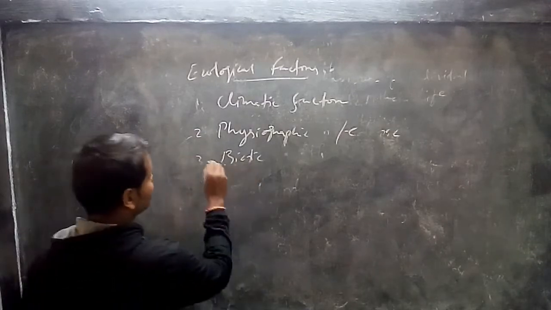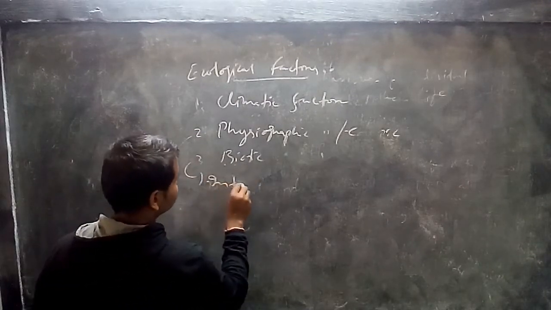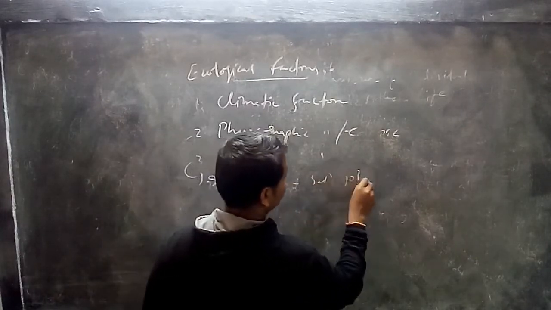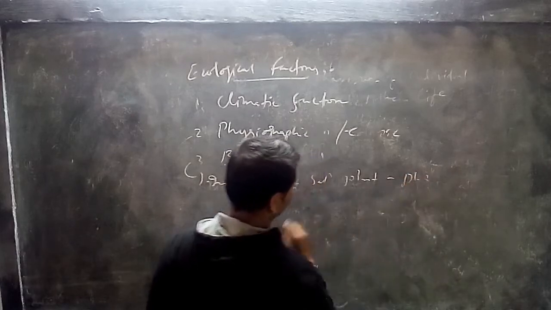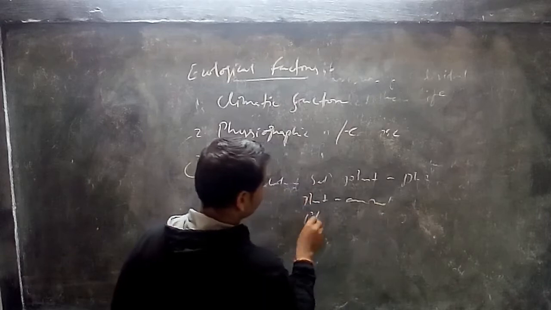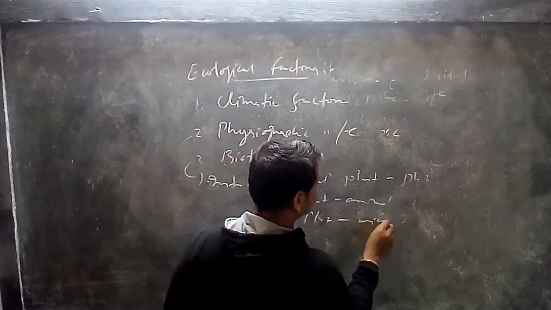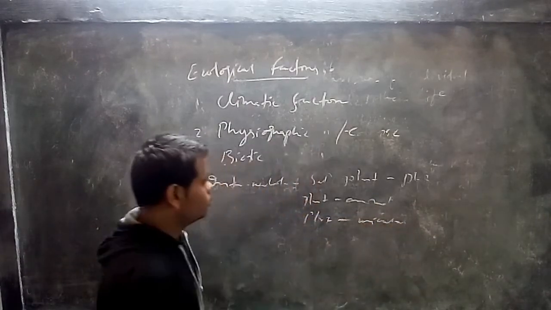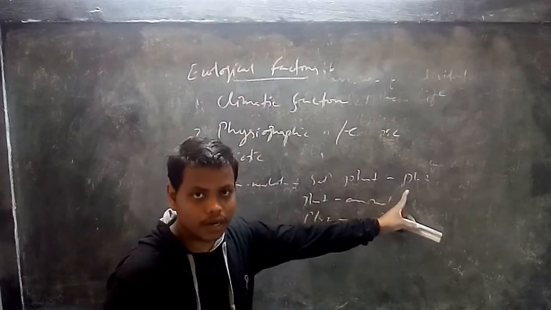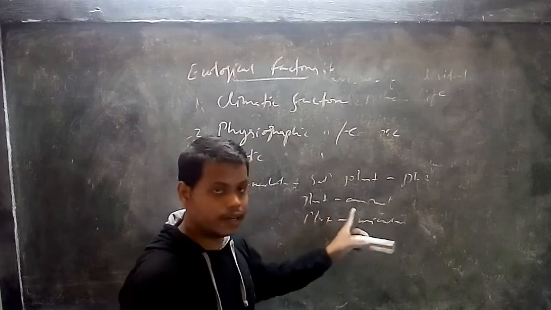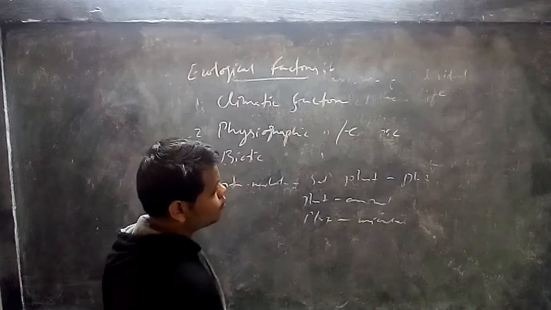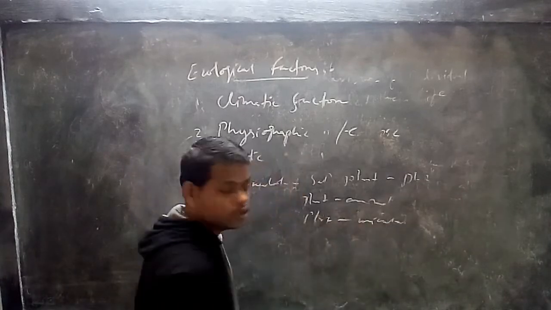Okay, biotic factor refers to interrelationship between plant and animals and plant and microbes. Okay, this is the biotic factor. Biotic factor refers to the interrelationship between plant and plant, interrelationship between plant and animals, interrelationship between plant and microbes. Okay, so how are a plant and plant interrelated to each other?